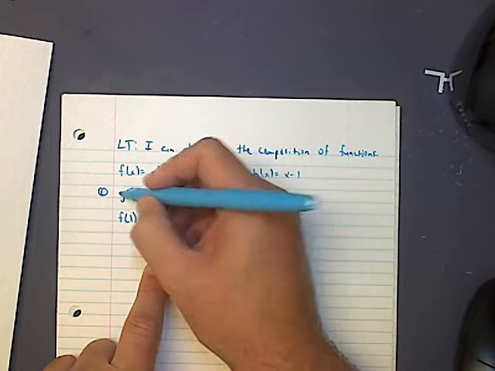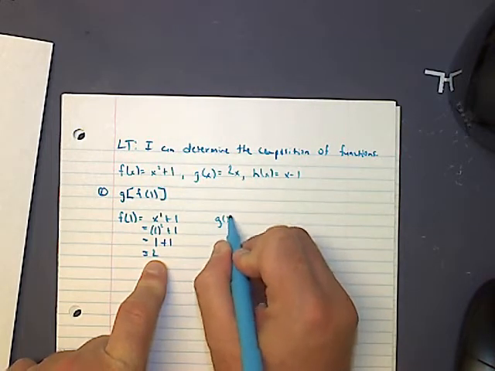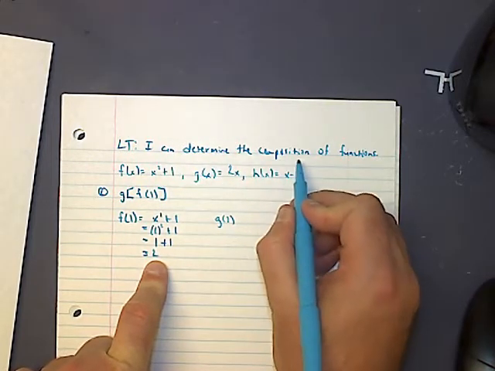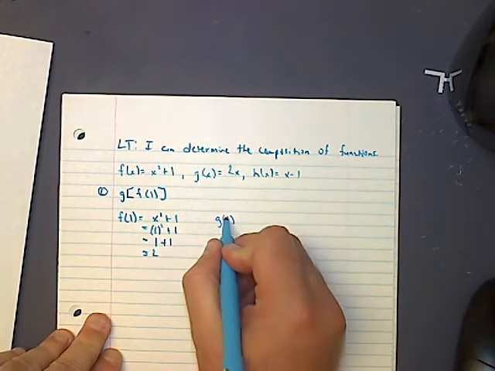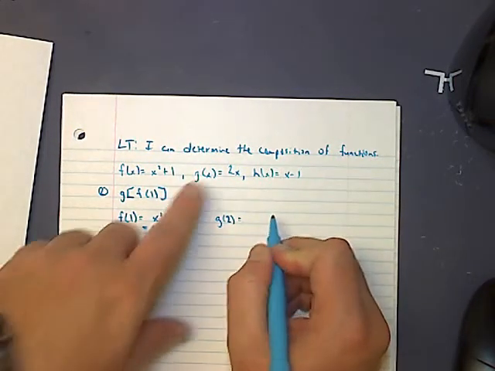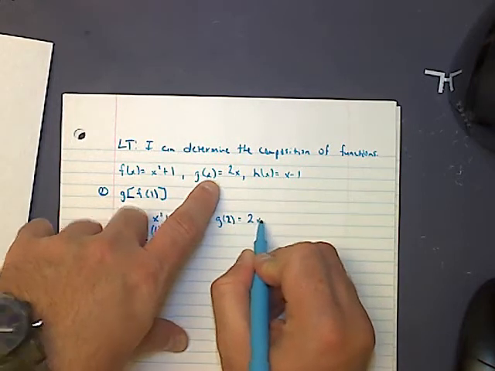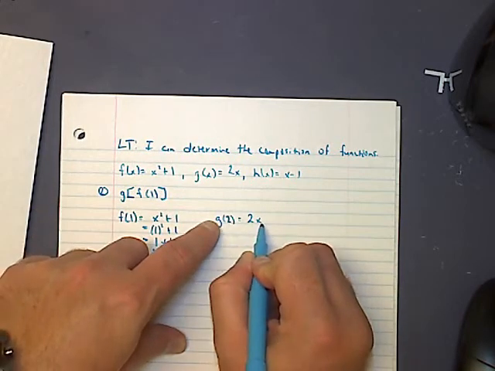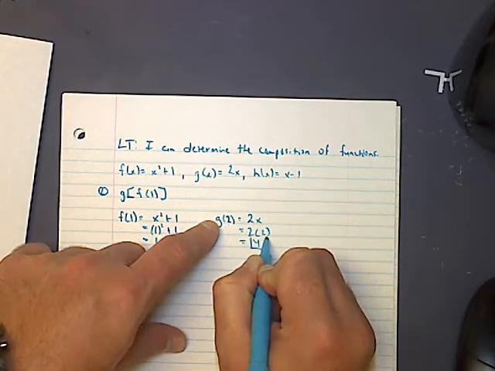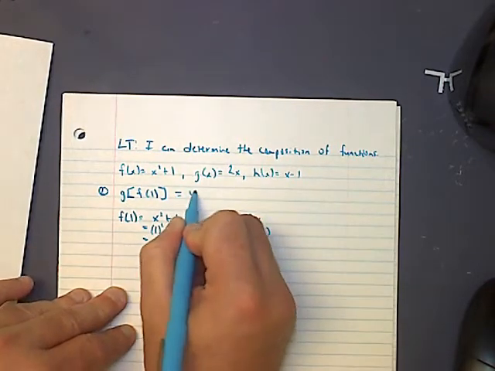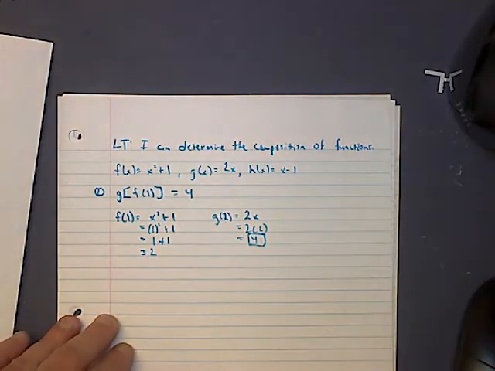Now, I take my g, g of 2. Remember, composition of functions means you're using the structure of one function to help evaluate the structure of another one. G of 2. My g function is 2x. Whatever's in this parentheses is what I plug in for x. 2 times 2 equals 4. This is my overall answer. This is what this is equal to, is 4.